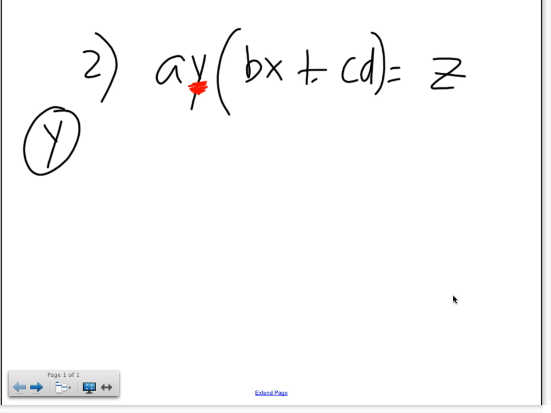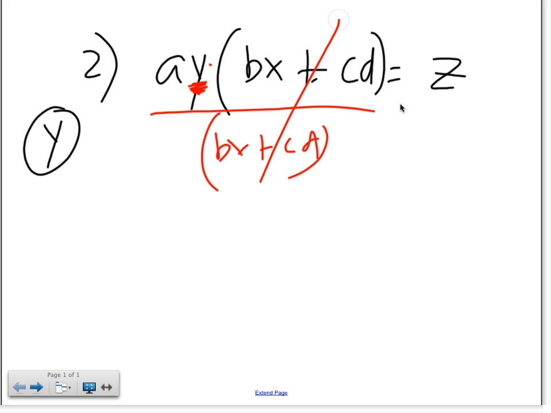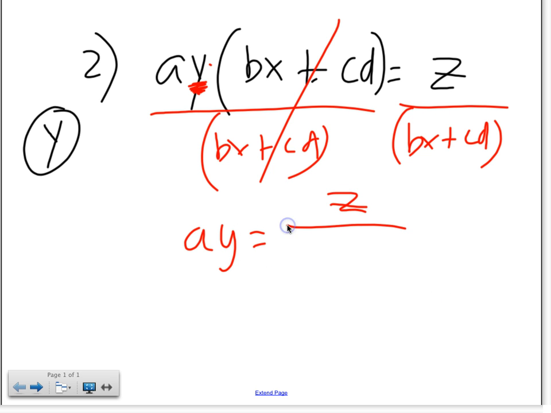And then you ask yourself, what is linking the parentheses to the Y? Multiplying. Good, so what is the opposite of multiplying? Divide. There you go. So that means to get rid of it, I divide. Done. Do you see that? So now my equation looks like this. Was that bad? That's not bad, right?